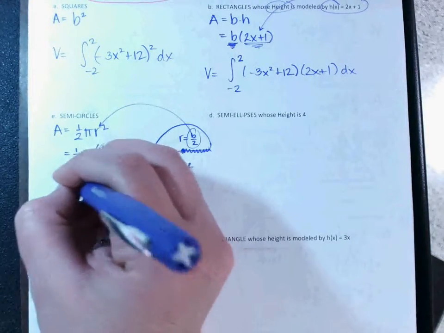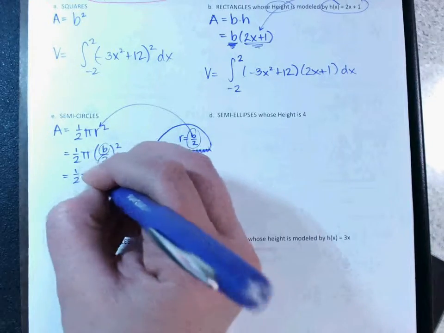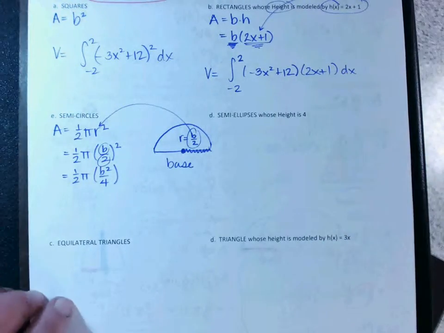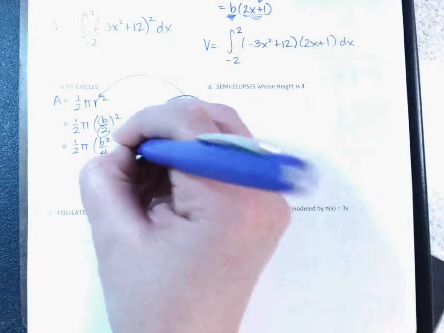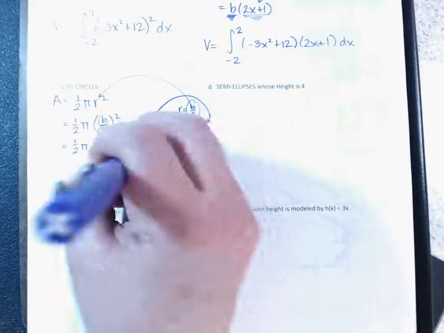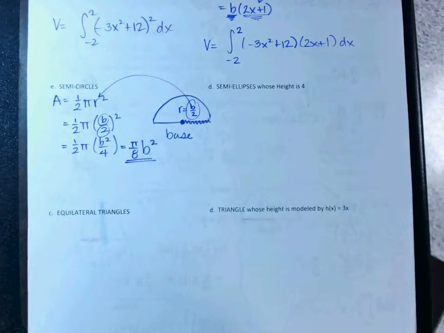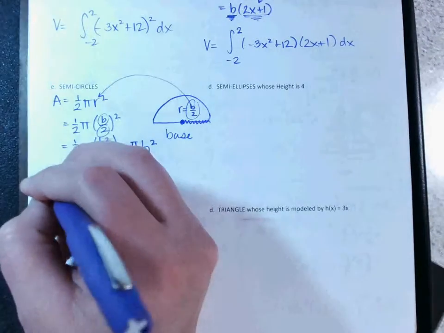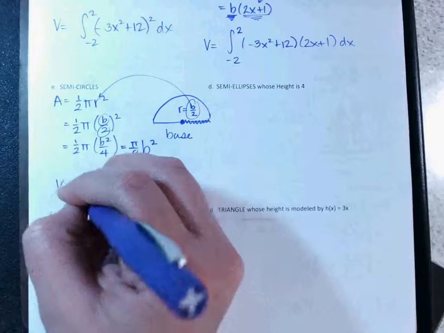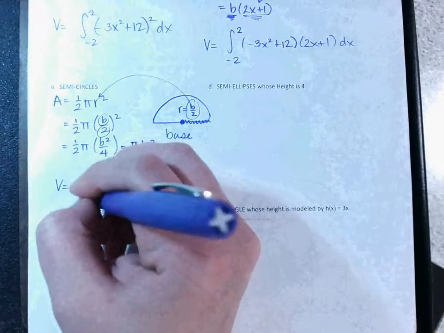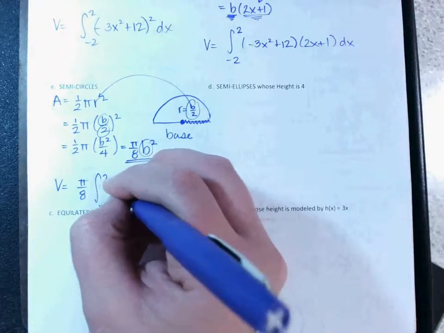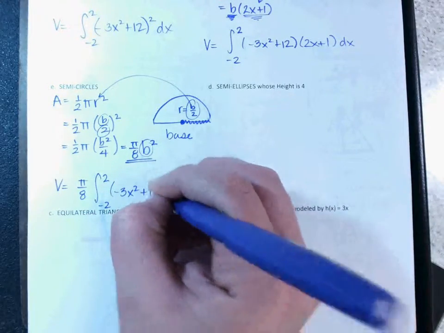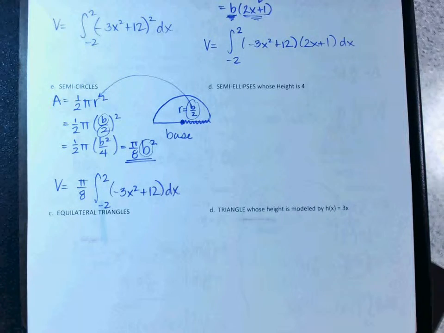So really this is a half pi b squared over 4, because I have to square the b and the 2 on the bottom. Then from there, the 2 and the 4 multiplied together is going to give me a pi over 8 b squared. And that's the formula that I'm going to use to write my volume. So it would be v equals pi eighths in the front, and then the integral from negative 2 to 2 of my base, which is top minus bottom, negative 3x squared plus 12. Okay?